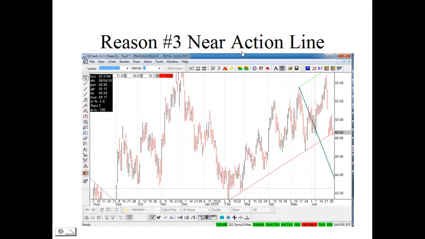Reason number 3. Prices are near an action line. Wonderful concept. You have a nice multiple pivot 3P line. Remember that center line we talked about, right? A little bit. Well, up here you drew your action line, and as prices get near an action line, what do you do? Time to take profits.